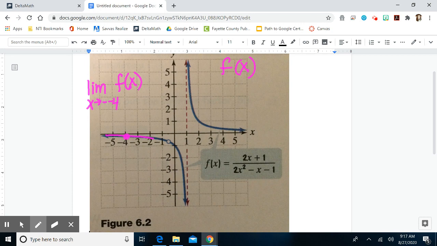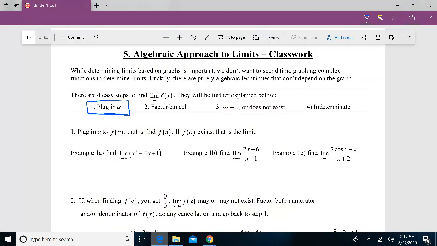Now, again, we don't have the graph, so let's do this algebraically. So our very first approach is going to be to actually plug in, or I don't really like this word plug in. Let's change that to substitute in that constant value. So that's always the very first approach you're going to want to take. And this approach is actually called direct substitution.